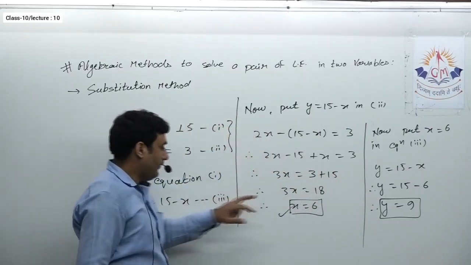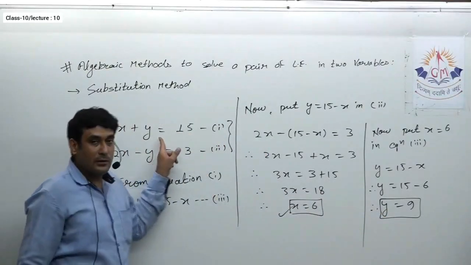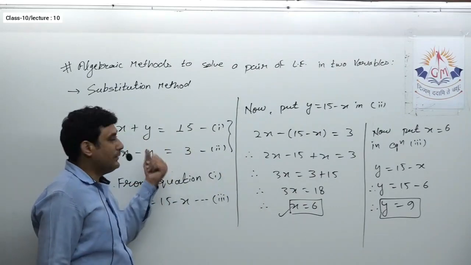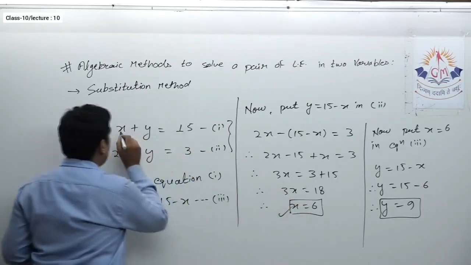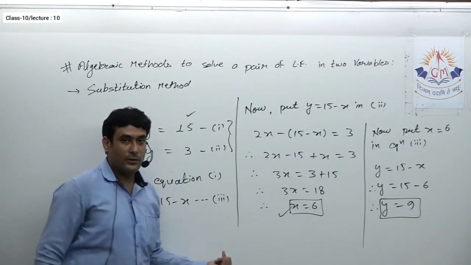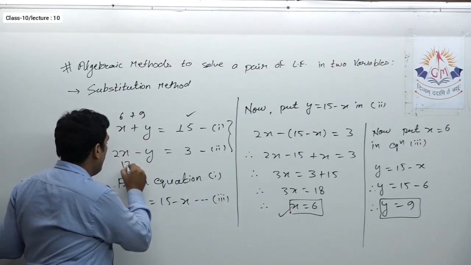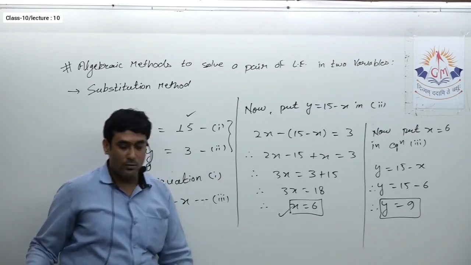That means if we put x equal to 6 and y equal to 9 in equation first, it will satisfy. Similarly, if you put these values in equation 2, that should also get satisfied. We can check in short. See, it's x plus y, that is 6 plus 9. Yes, it is equal to 15. So this is verified. Similarly, if I put x equal to 6, this will become 12 minus 9. Yes, 12 minus 9 is 3. So this is also verified.